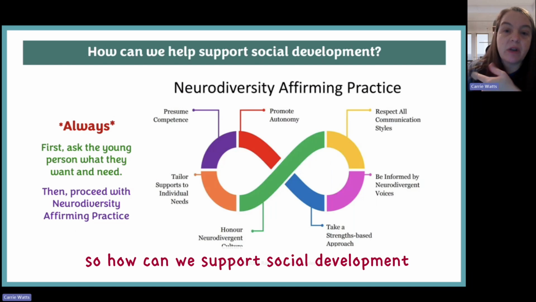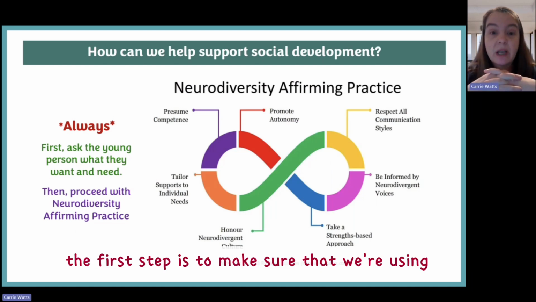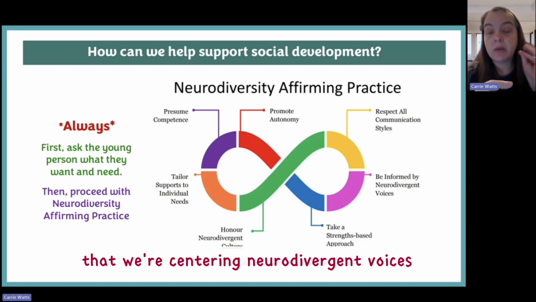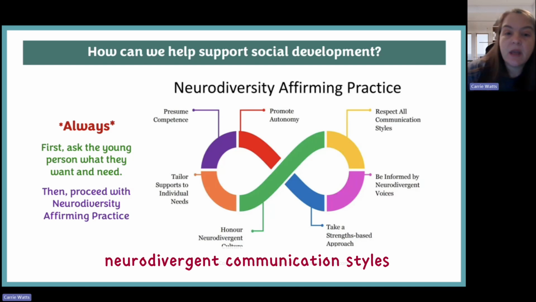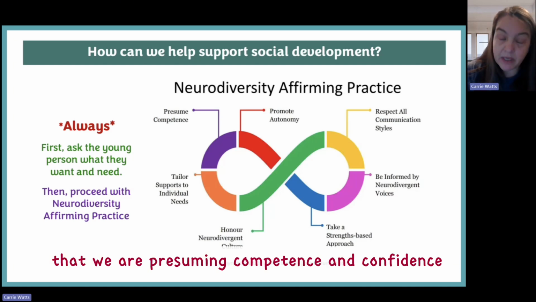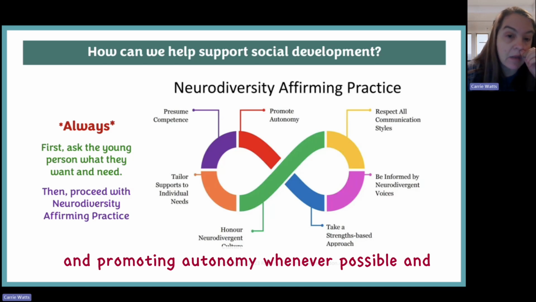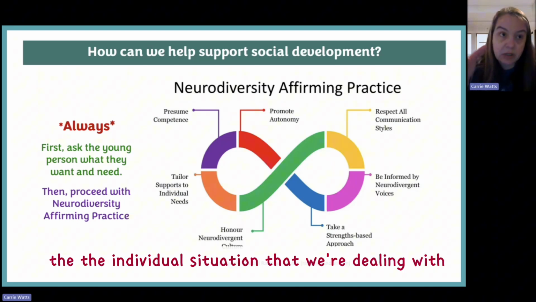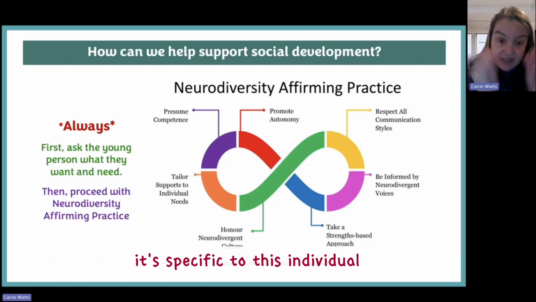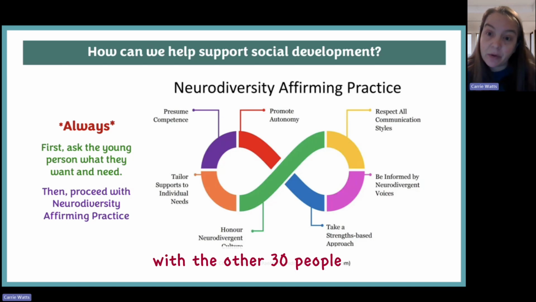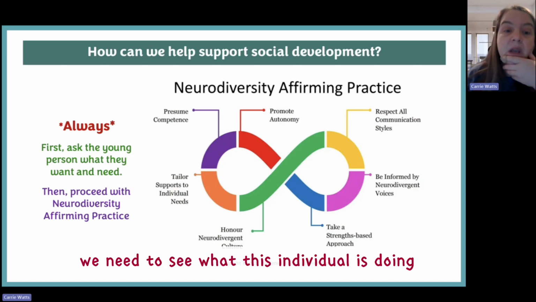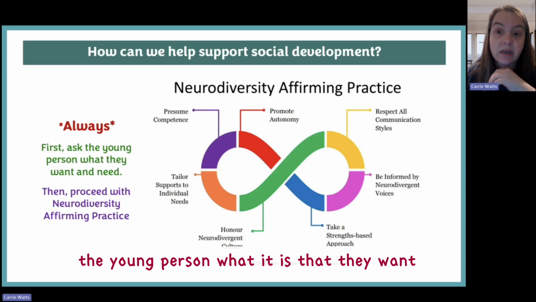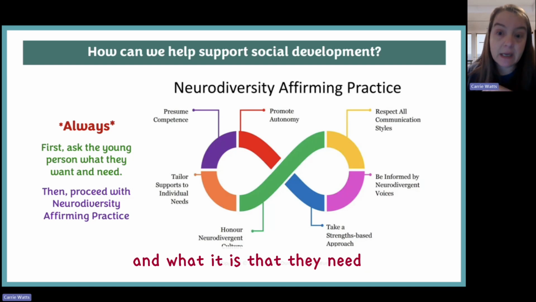So how can we support social development? With everything that we're going to talk about, the first step is to make sure that we're using neurodiversity affirming practice, that we're centering neurodivergent voices, that we're respecting neurodivergent communication styles, that we're presuming competence and promoting autonomy whenever possible, and that we're looking at it as an individual response, an individual situation that we're dealing with. It's specific to this individual. It doesn't matter what we've done with the other 30 people. We need to see what this individual is doing. And we also, of course, need to make sure that we've asked the young person what it is that they want and what it is that they need.